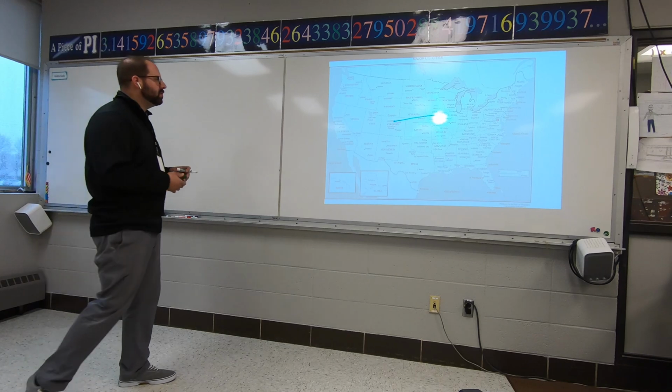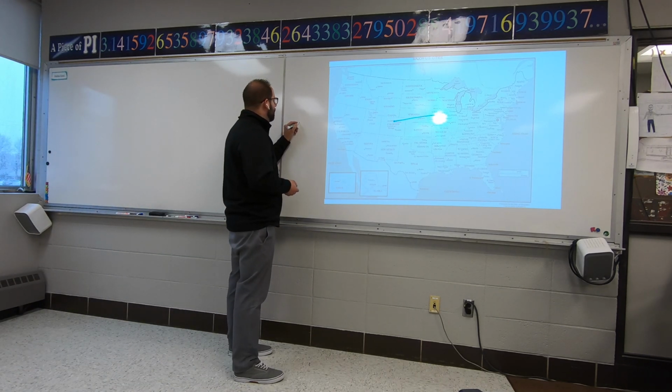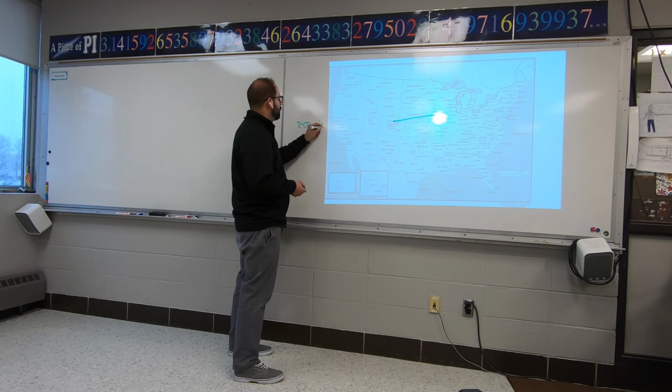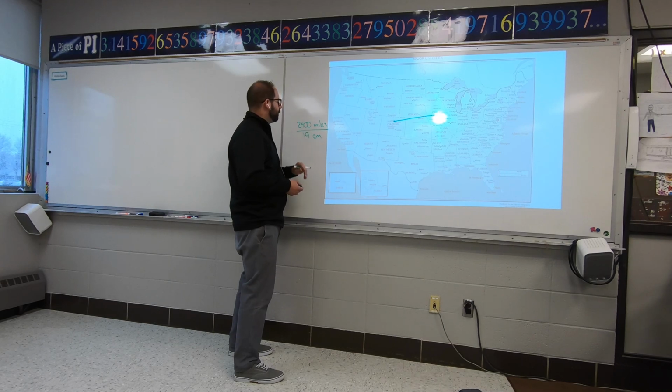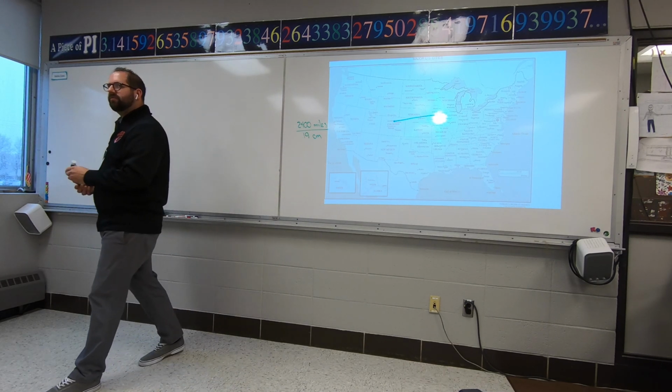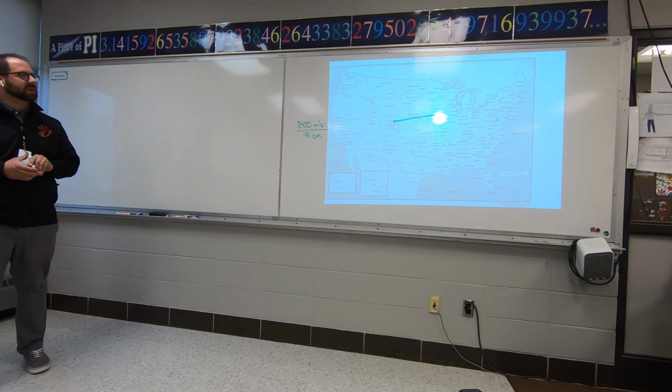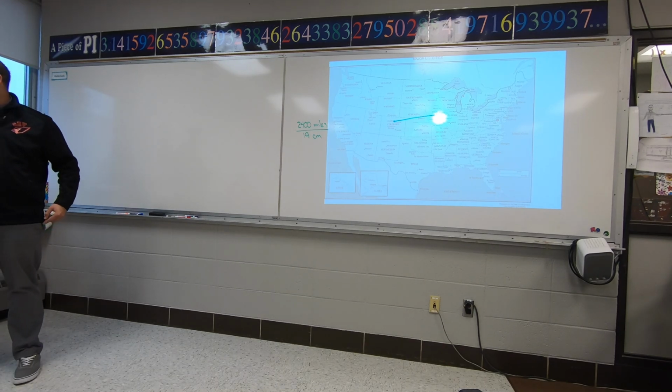Now, the scale we're going to use for today, this is one I'd like you to write down: 2,400 miles is going to be 19 centimeters. 2,400 miles is 19 centimeters. Now that is very different than the scale in the corner.